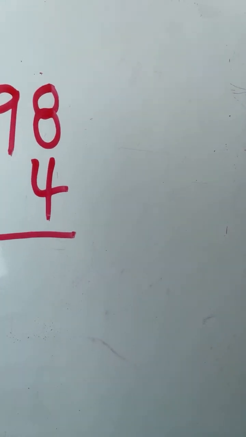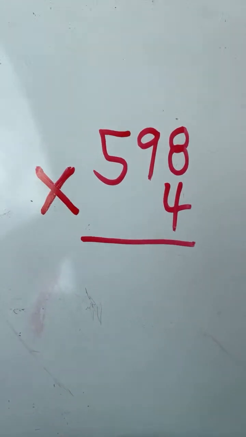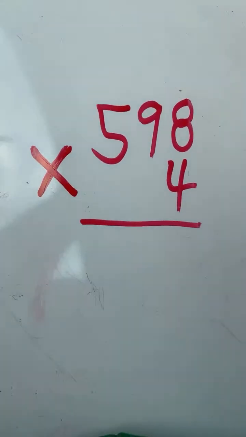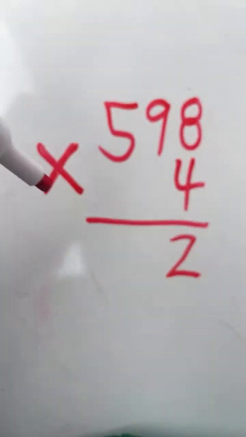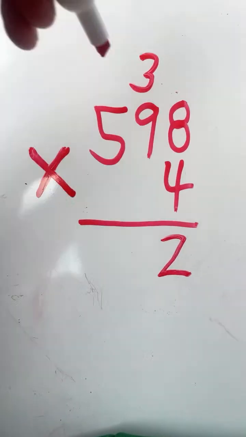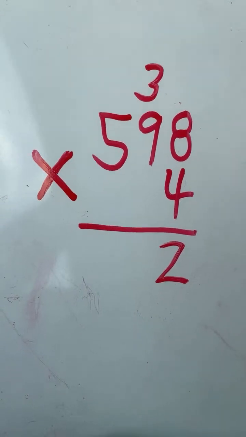So we're going to start out simply by multiplying 8 times 4. 8 times 4 is 32. Since our product is more than 10, the 2 in 32 is going to go in the ones place. The 3 in 32 is going to get carried over to the tens place.